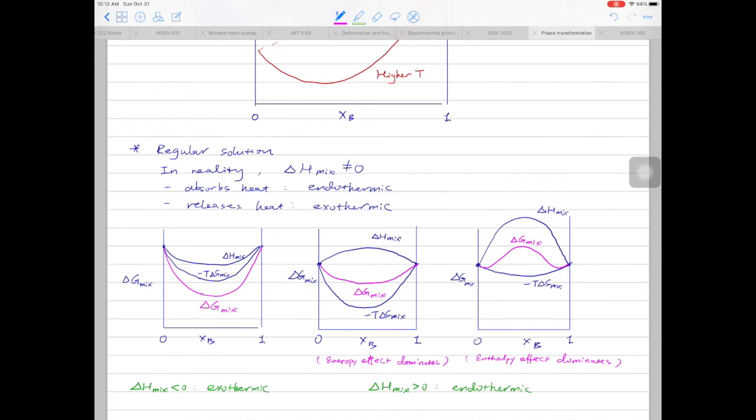By the end of this video, I hope you have developed a solid understanding of the Gibbs free energy in binary systems. Equipped with this knowledge, in the next video, we'll start discussing the binary phase diagrams.